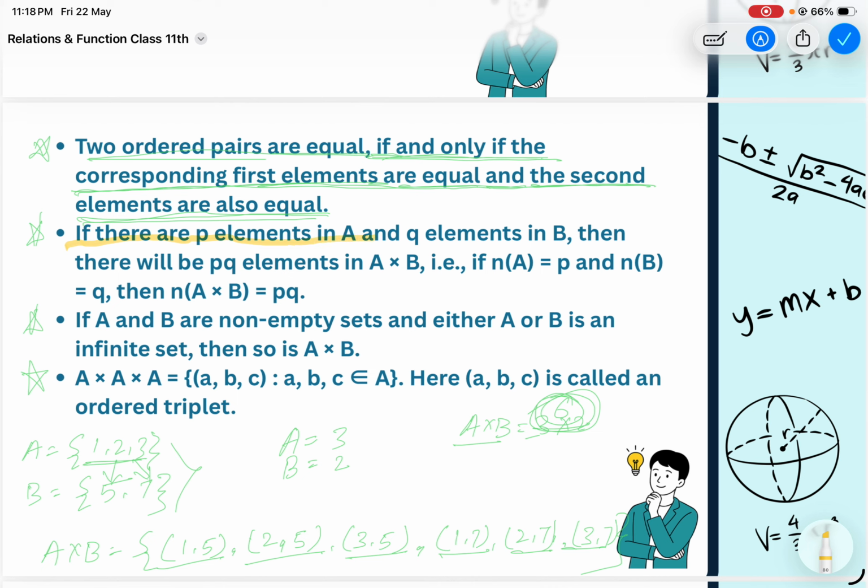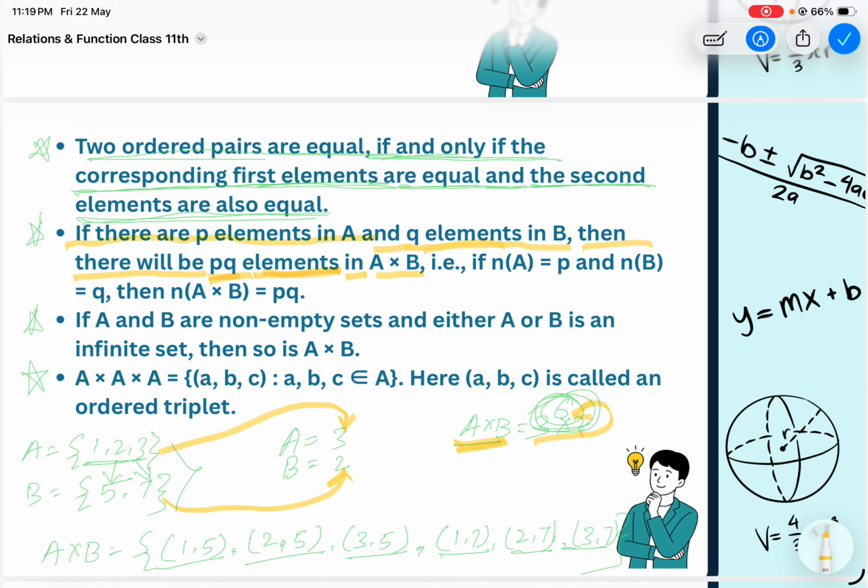Suppose there are p elements in A, so in A we have 3 elements, and q elements in B. So in B we have q elements; p and q are variables, we can put any value there. Then there will be p into q elements. So p into q equal to 6, right? There will be p into q elements in A into B.